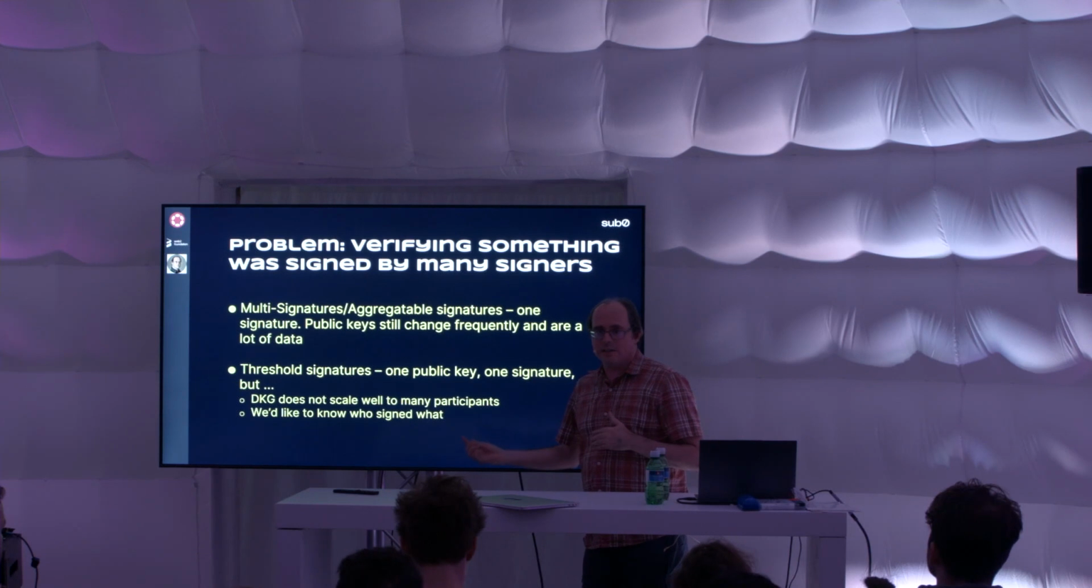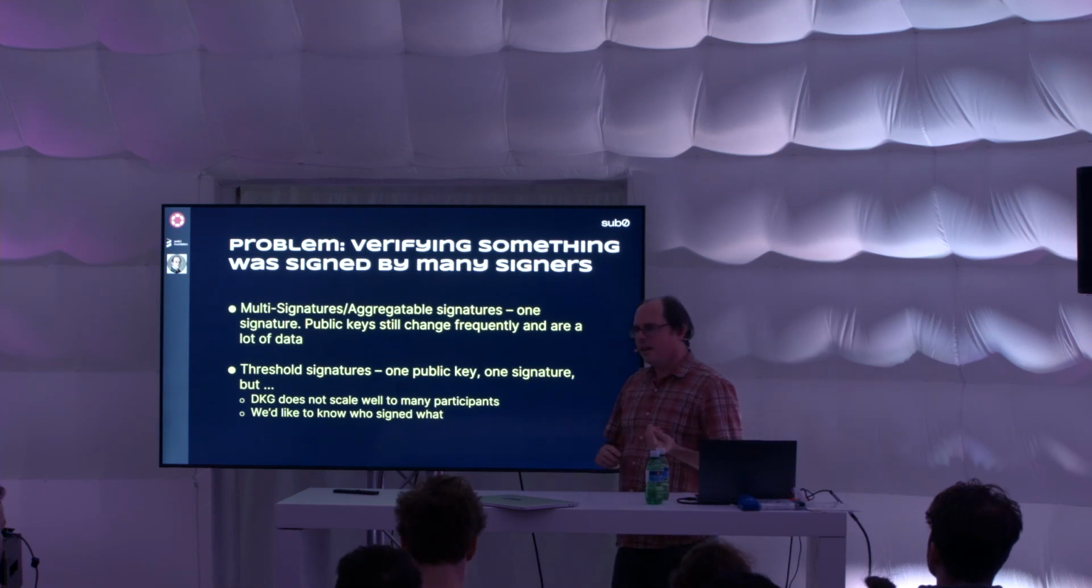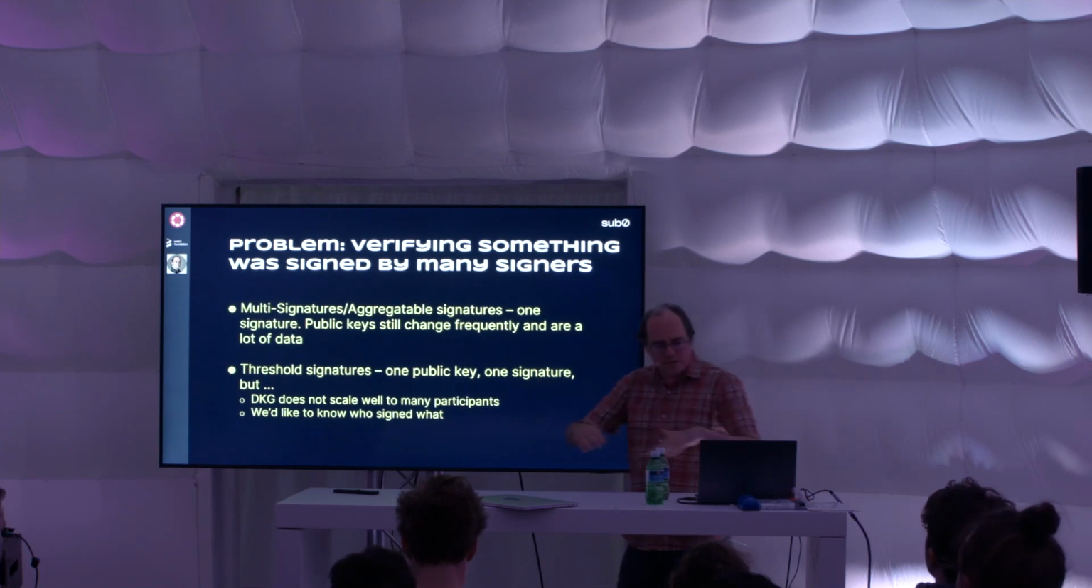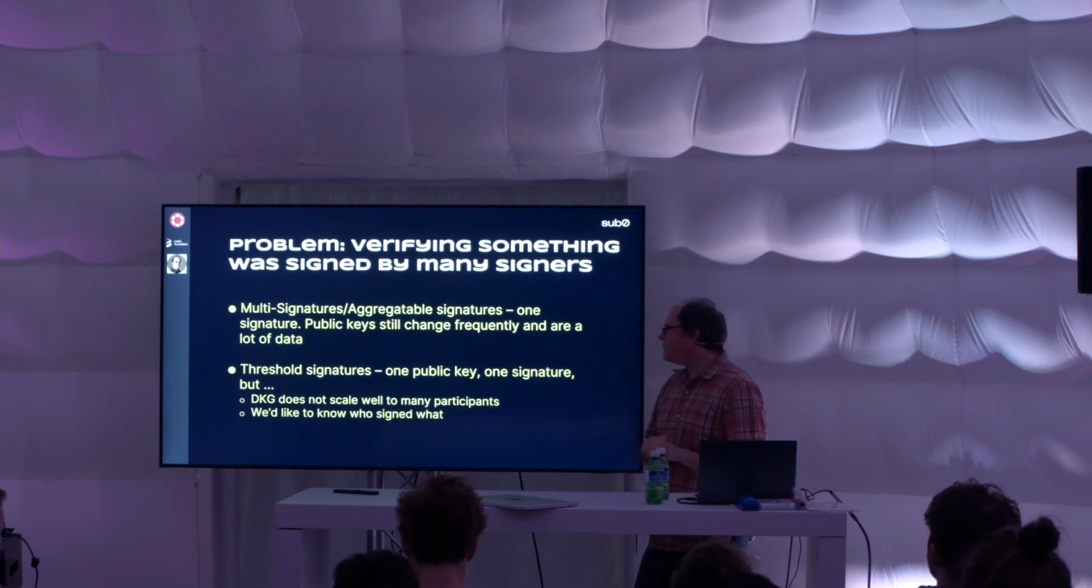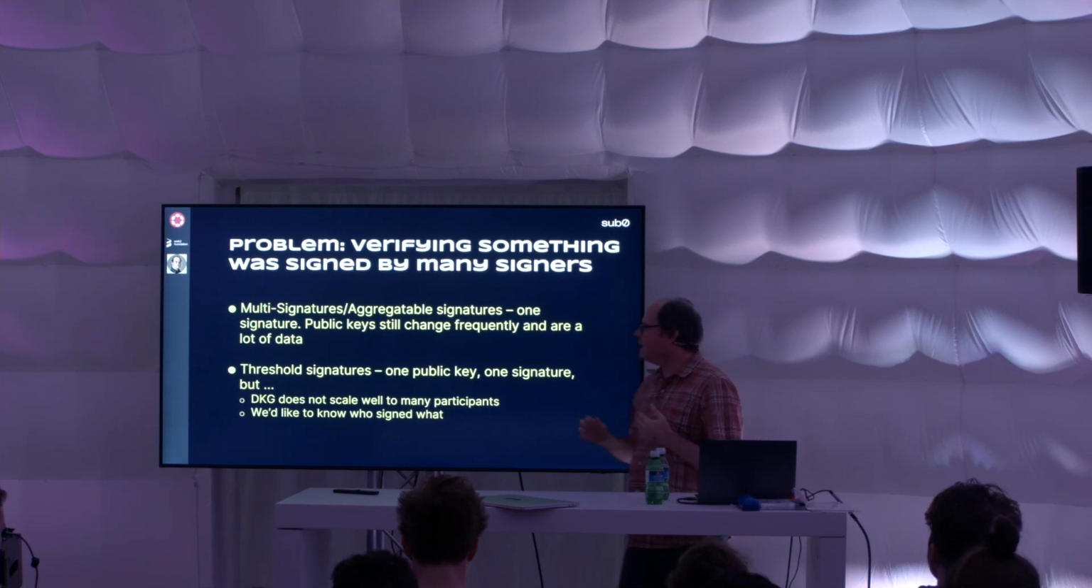Even if we could, it has a disadvantage that you get the same signature whichever subset signs. We don't know who signed off on this, and we kind of like that. So we really like, and this is why Ethereum has stuck with the first scheme.